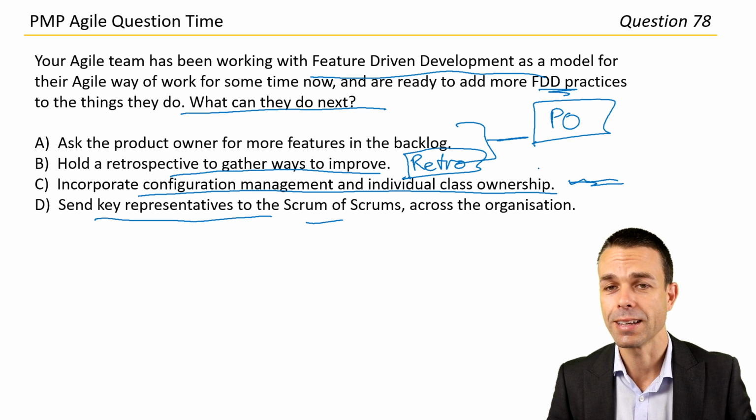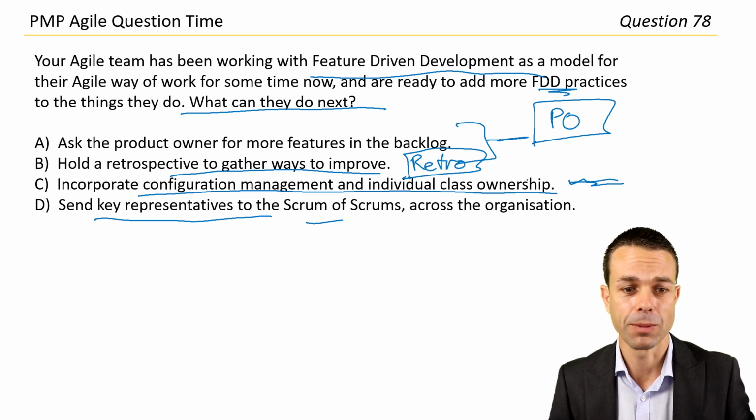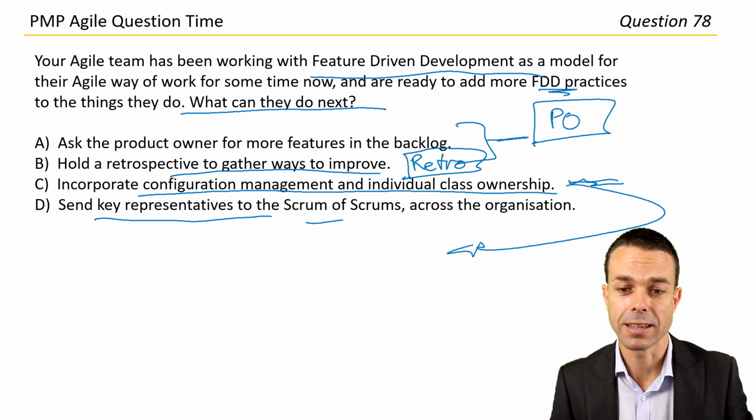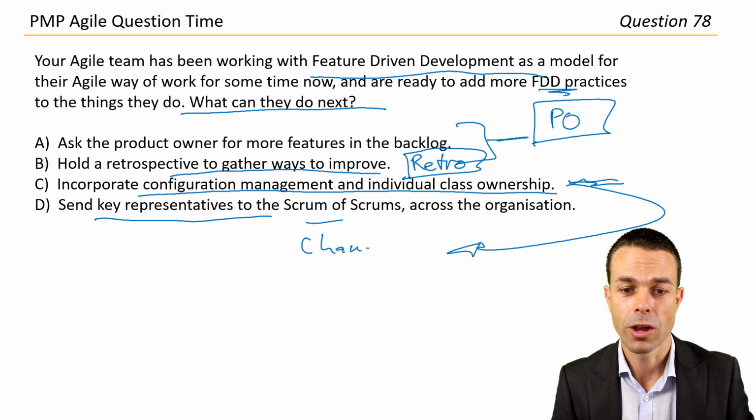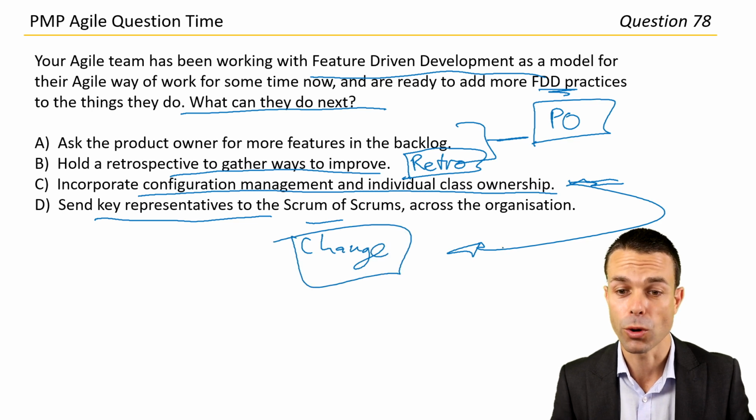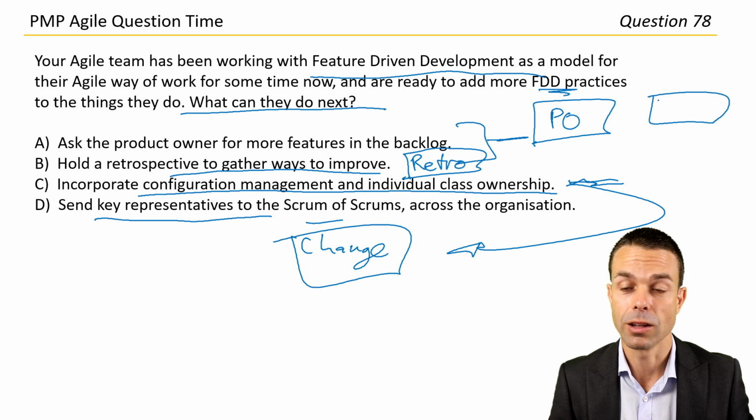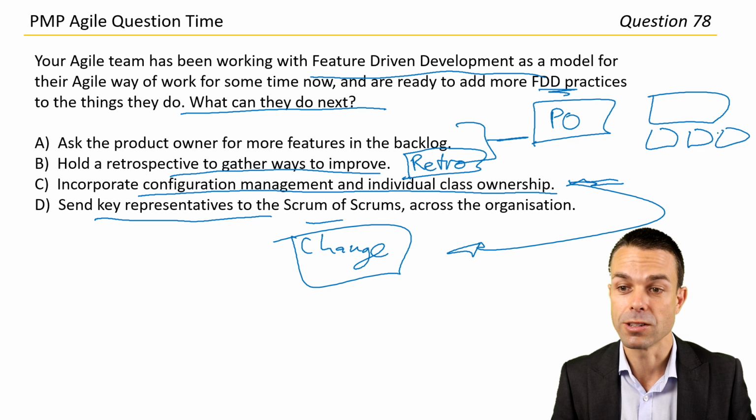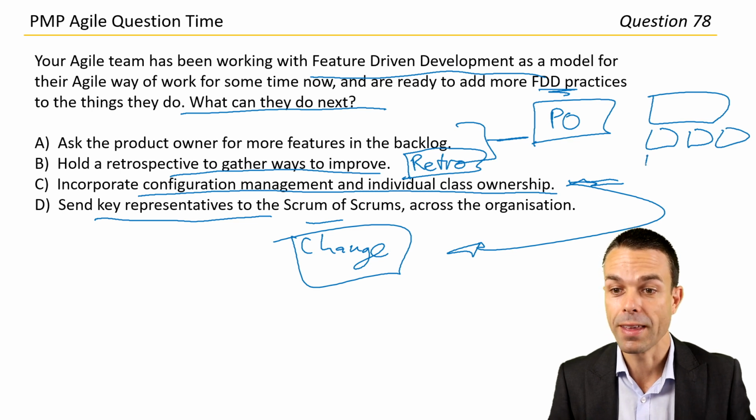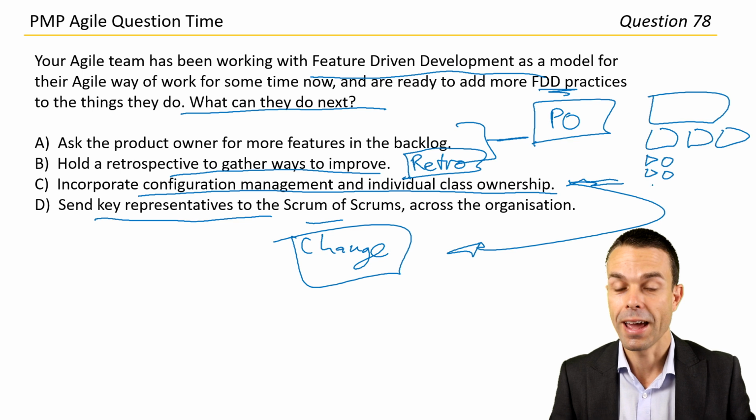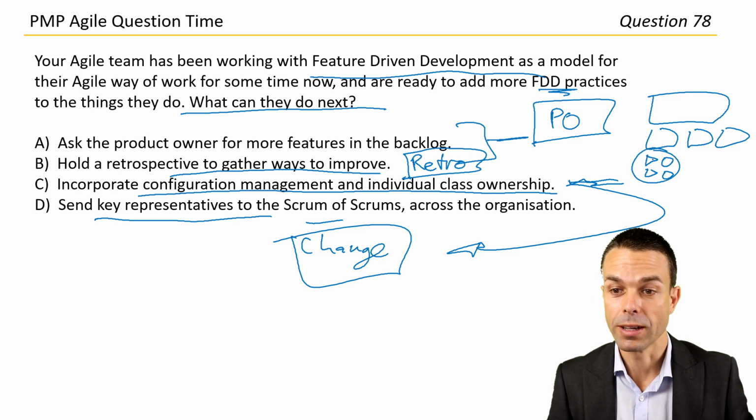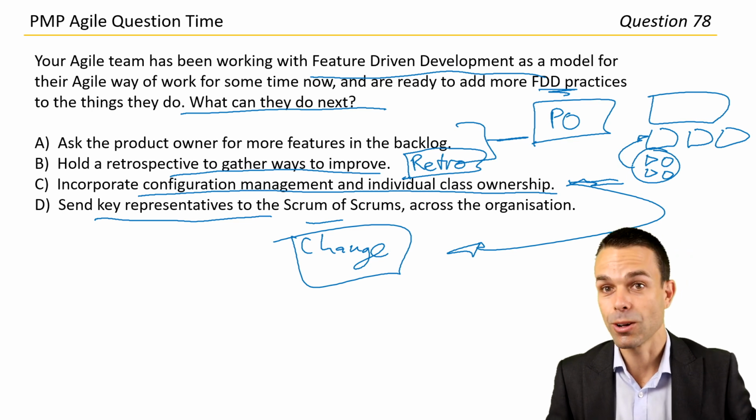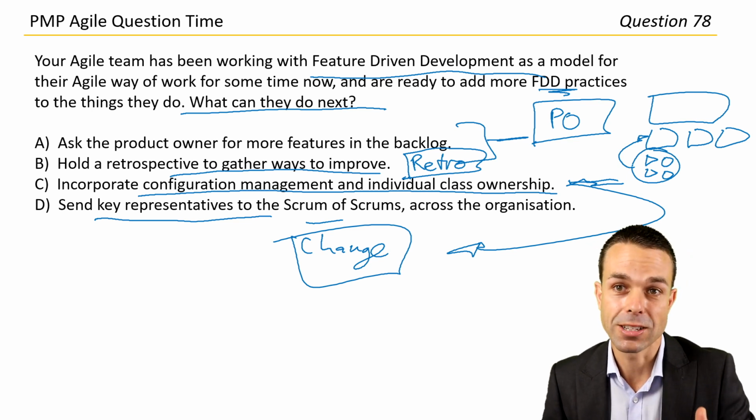But the one that is most concerned with feature-driven development is incorporating configuration management and individual class ownership. And what these are is change management practices. So what happens when you change the overall model? With feature-driven development, you're looking at a high-level model of what we're delivering, and then we're breaking that down into features that will get us to that model. And then we're breaking those features down into stories, and then once we have those stories, when they're delivered into a feature, we see if they've worked, and we iterate or we change if necessary. So that's the change management method.